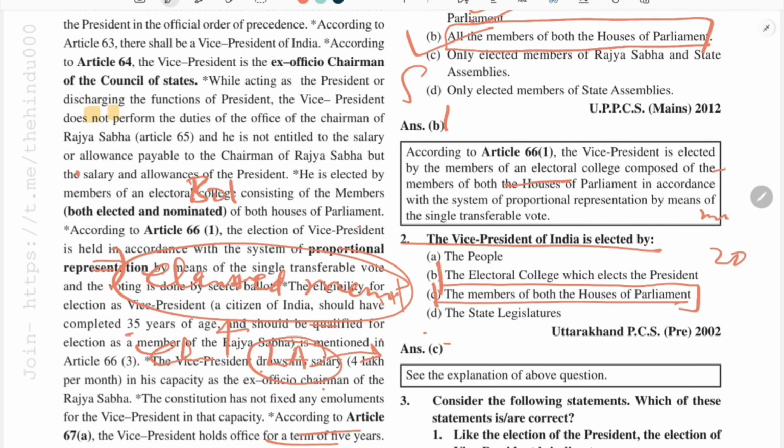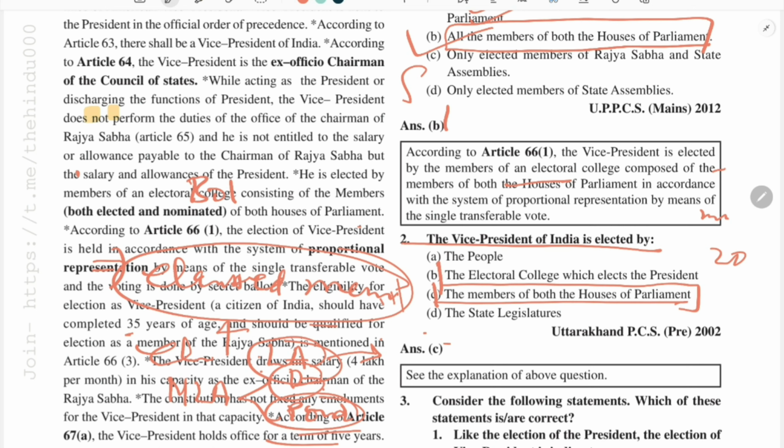So the MLAs take part in the election of the president, and the MLAs in two union territories, Delhi and Puducherry. They also have a legislature. So the MLAs present in these two union territories also take part in this election.